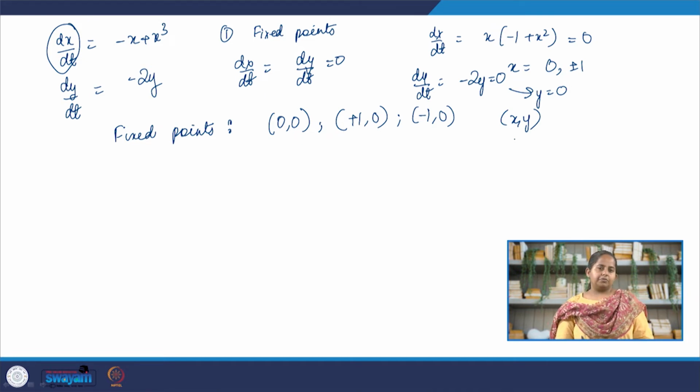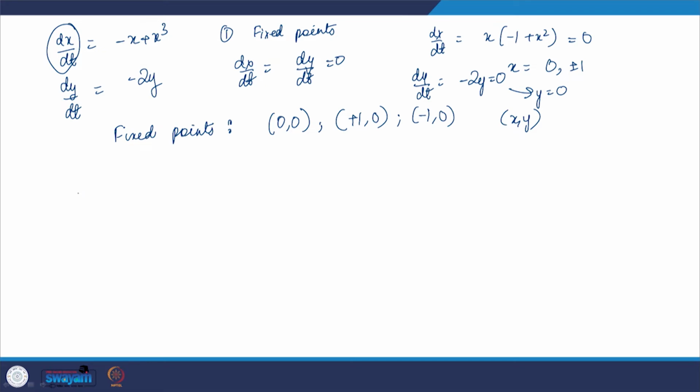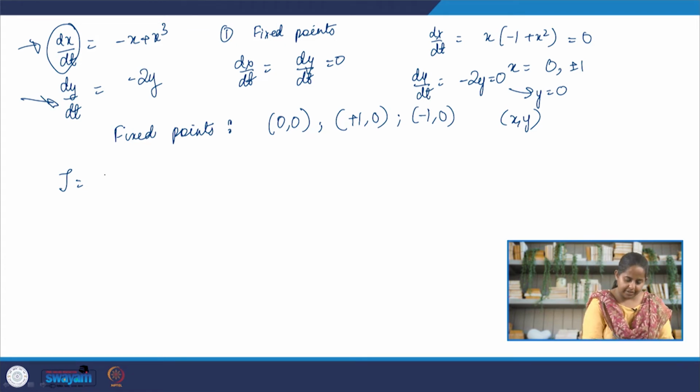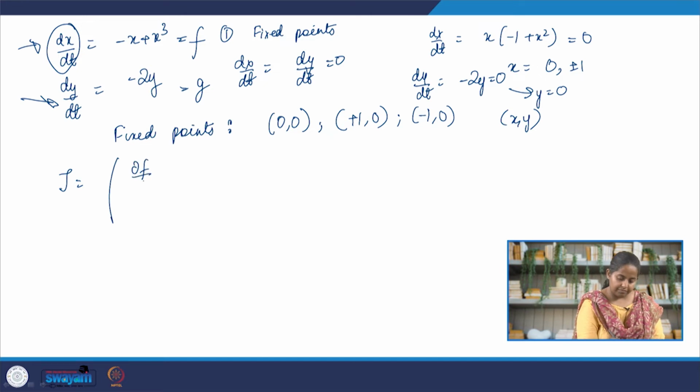The next step is to find the Jacobian matrix. The Jacobian matrix is basically the matrix of partial derivatives of each of your equations with one changing variable at a time. For this case, let's call this function f and this function g. So the Jacobian would be: partial derivative of f with x, partial derivative of f with y, partial derivative of g with x, and partial derivative of g with y.